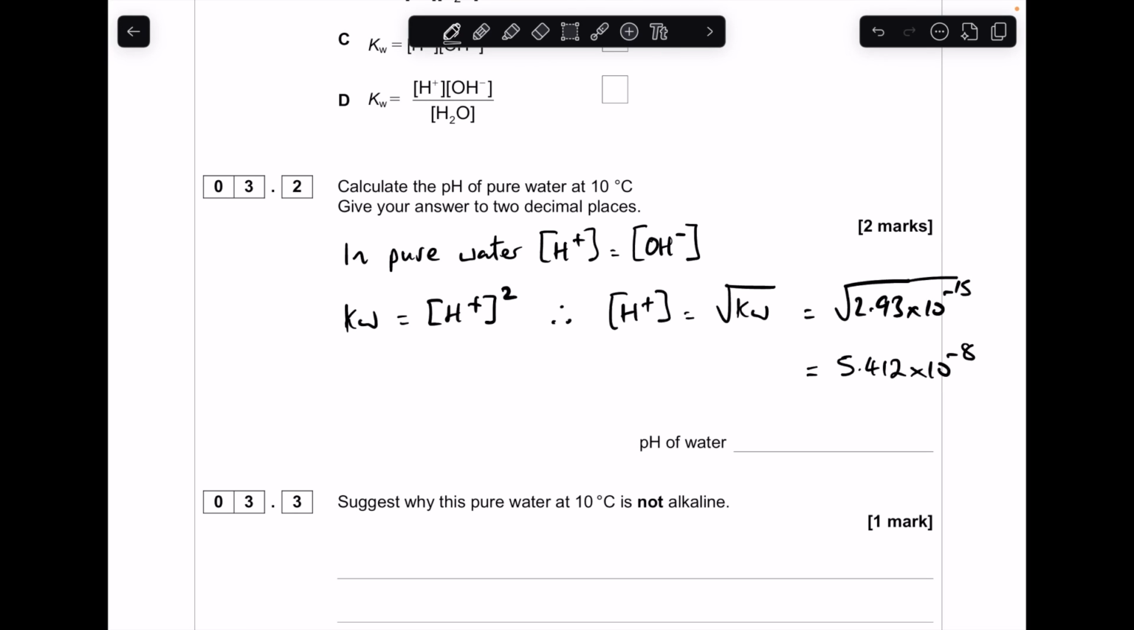So that means the H+ concentration comes out at 5.412 times 10 to the minus 8. All we need to do now is minus log that to get the pH, which to 2 decimal places is 7.27. Moving on to number 3, we've actually already answered this question in part 2. So in pure water, remember the H+ concentration is equal to the OH- concentration. That's why it's not alkaline, even though the pH is above 7, it's actually neutral.